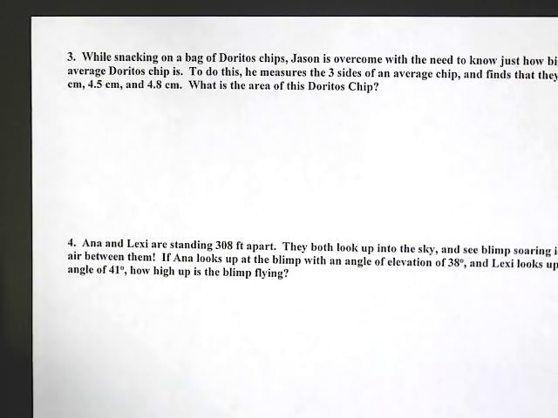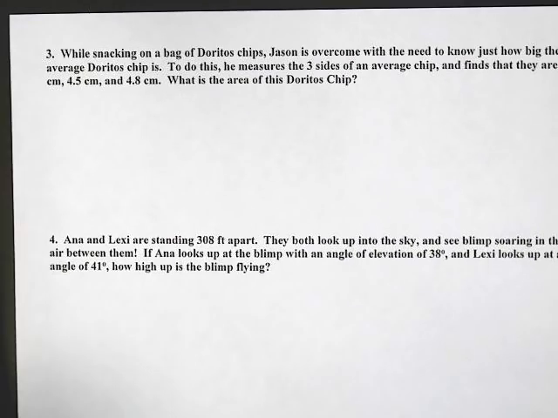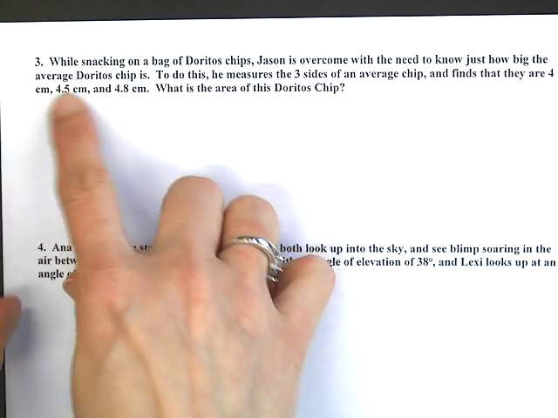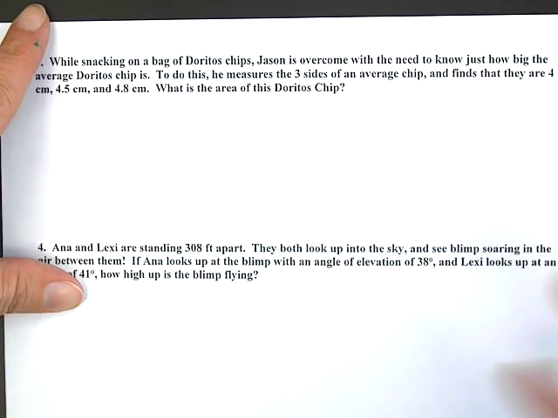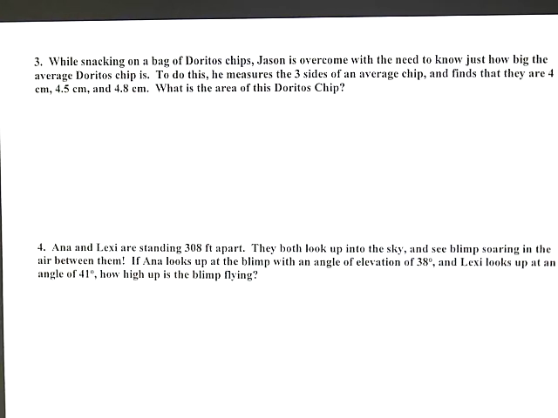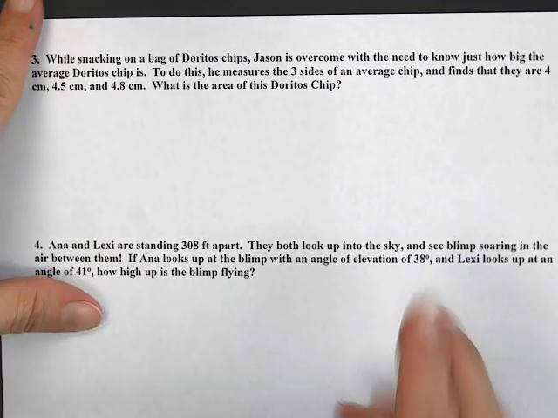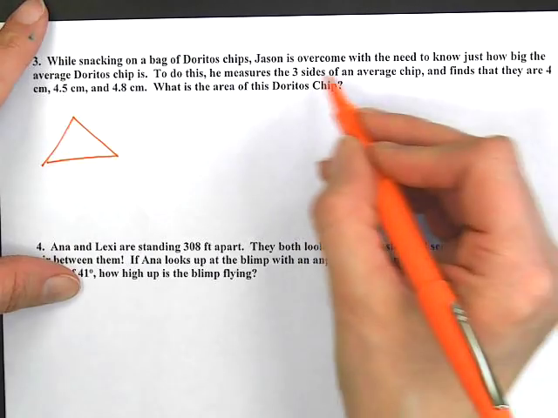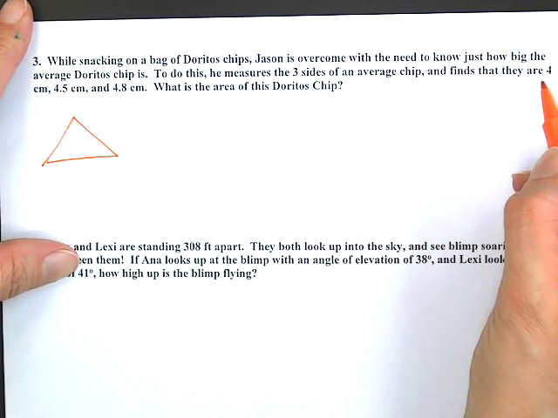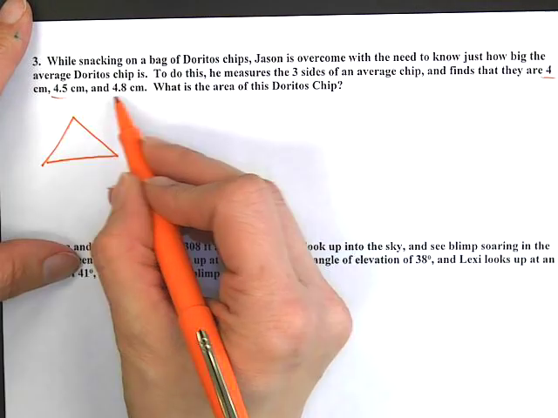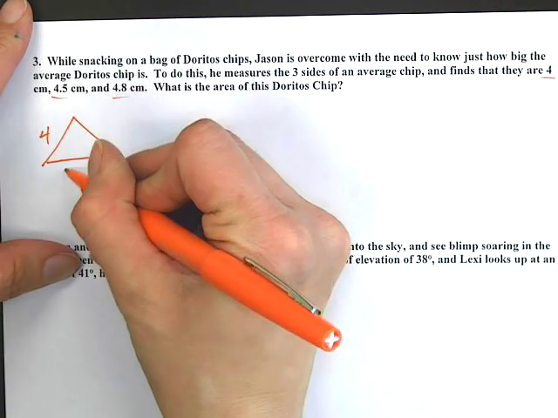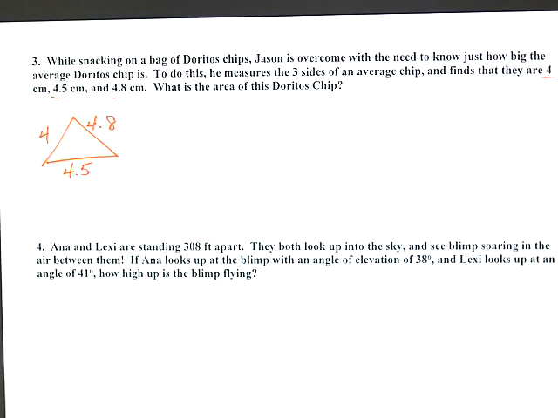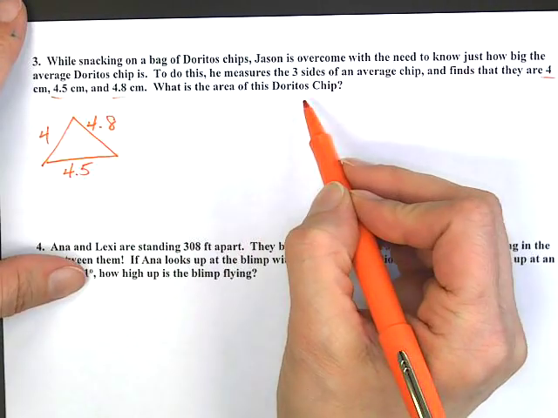While snacking on a bag of Doritos, Jason is overcome with the need to find out how big the average Dorito chip is. So he takes an average Dorito chip, not the little tiny crumb, but a regular one, and he finds that the sides are 4, 4.5, and 4.8. On average, most of them are about this.